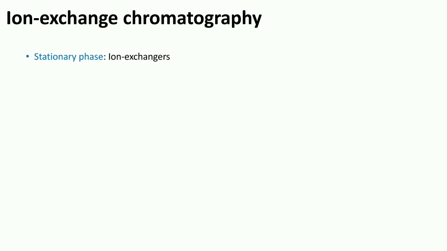So as I said, there will be 2 phases involved, a stationary phase and a mobile phase. The stationary phase mainly includes ion exchangers. These ion exchangers can be either cationic exchangers or anionic exchangers. The second phase involved in ion exchange chromatography is the mobile phase. The mobile phase mainly constitutes buffers of variable concentrations.